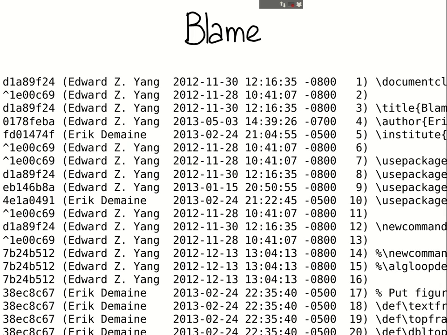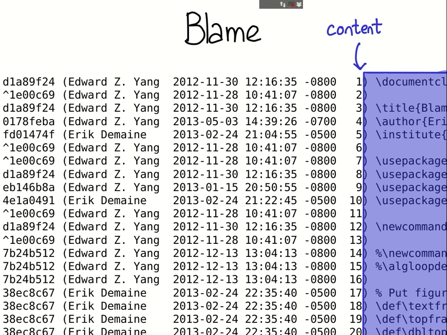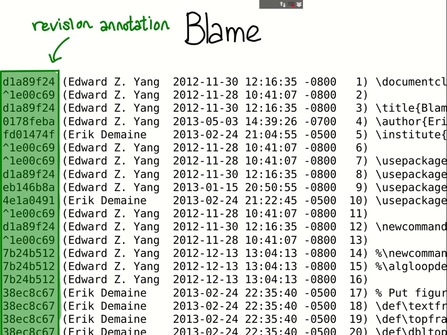Blame is a very simple concept. The idea is that if you have some document and you have some line, you'd like to know who was the last person to edit that line. Git provides this functionality as a command, git blame, and here is some example output from that command. On the right-hand side, truncated, but the content's not important, is the content of the document that you were blaming. And on the left-hand side is the revision annotation for each line, which says when the content was updated.